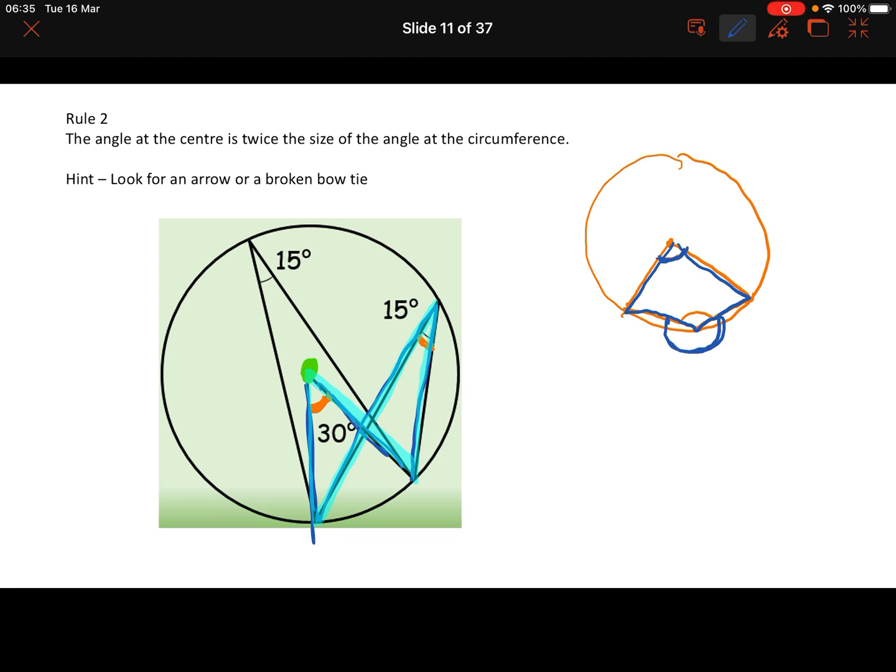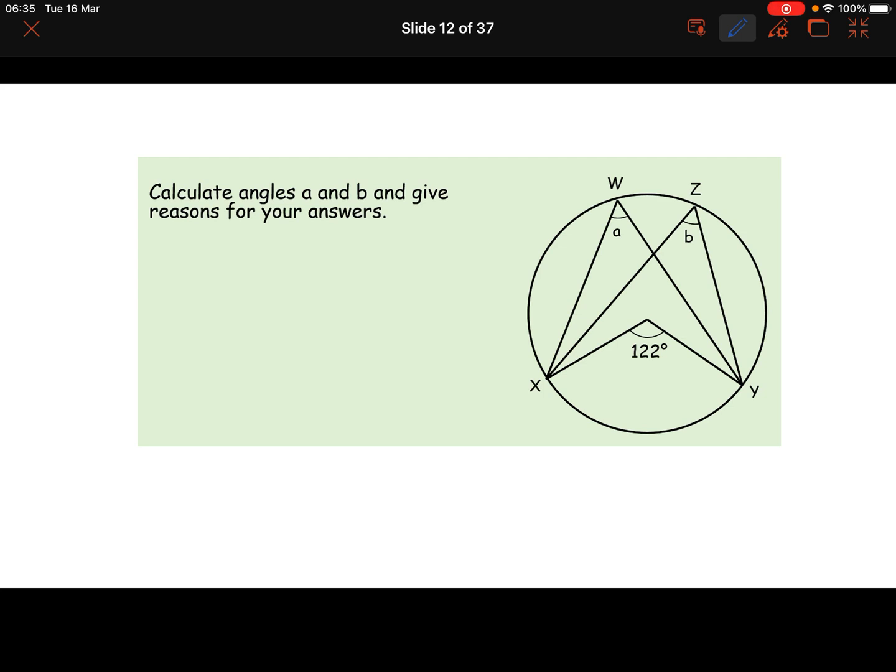Okay, so let's use it. It's nice and easy. Calculate angles A and B. Well, very easy. A is equal to 61 degrees, and so is B equal to 61 degrees for exactly the same reason. They're both half the angle at the center. Because you've got two arrows there, A and B are equal to each other. And of course, hopefully it makes sense that A and B are equal to each other, because in that picture you've also got a bow tie. So it would make sense that A and B would be the same.